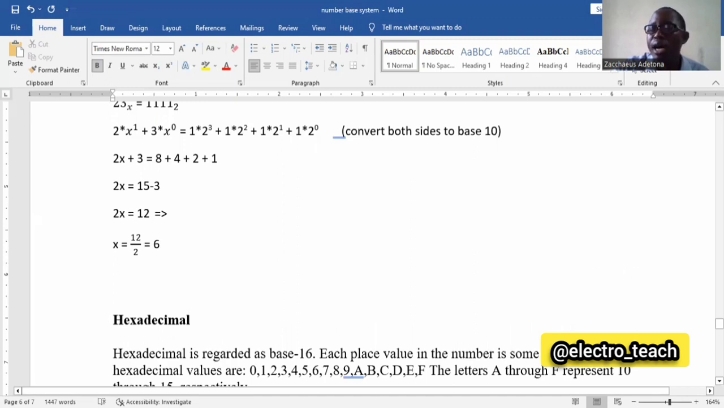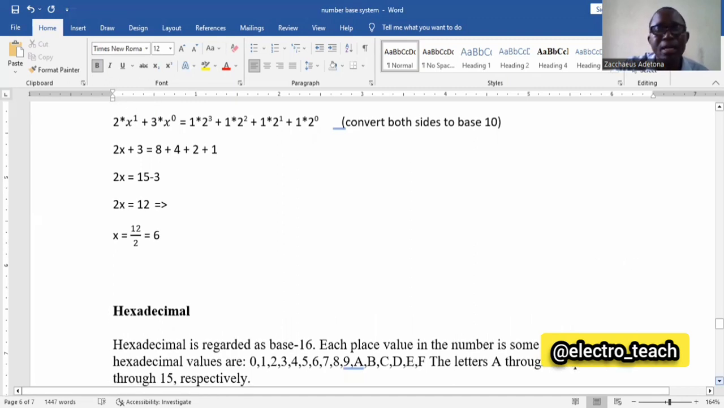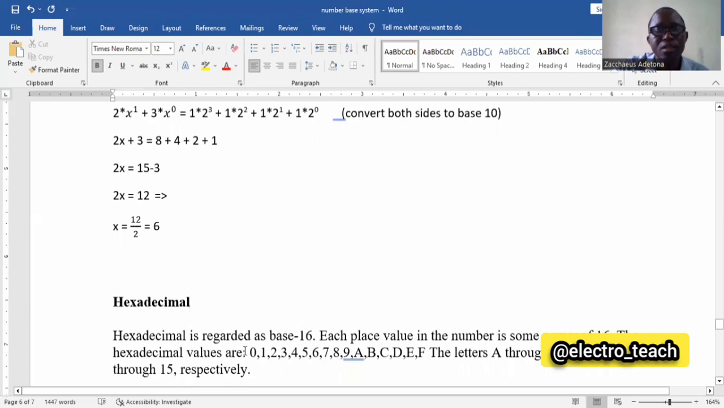Now, as a review, for hexadecimal, remember the numbers 0, 1, 2, 3, 4, 5, 6, 7, 8, 9 are used together with the letters A, B, C, D, E, F, whereas A, B, C, D, E, F represent 10, 11, 12, 13, 14, and 15. So that is what we use. In hexadecimal, we use the letters to represent those numbers.